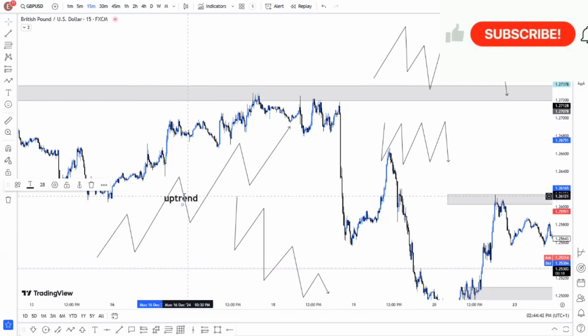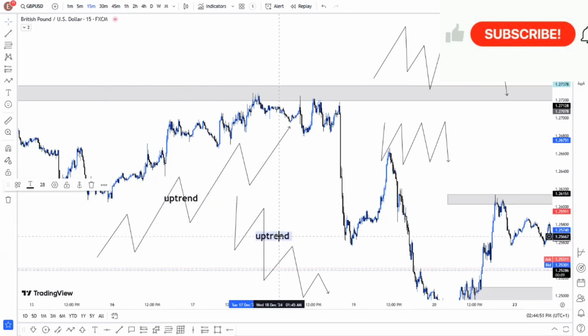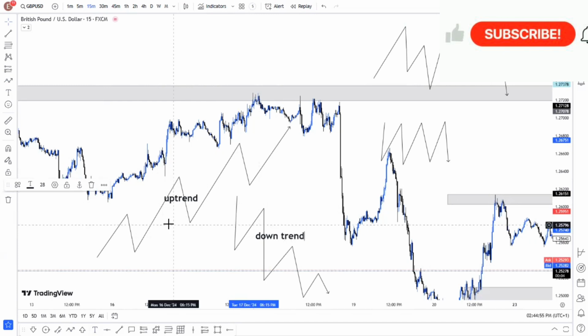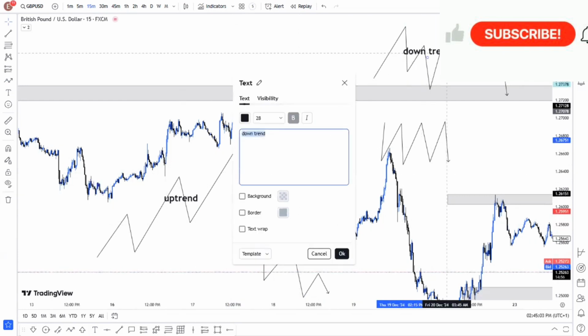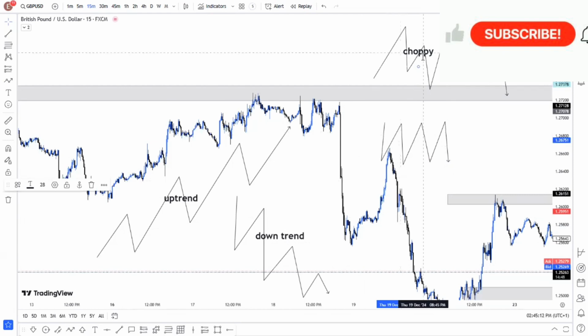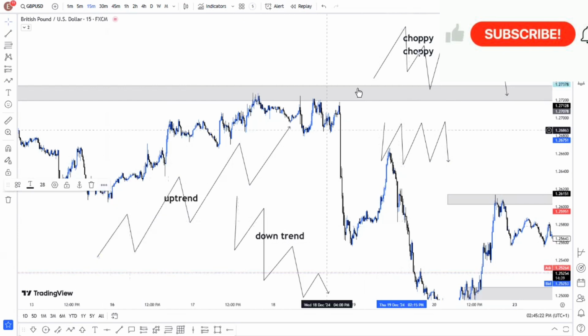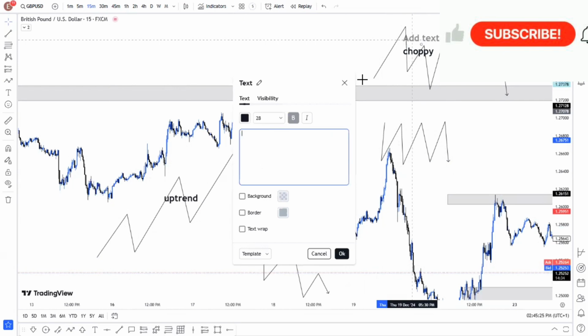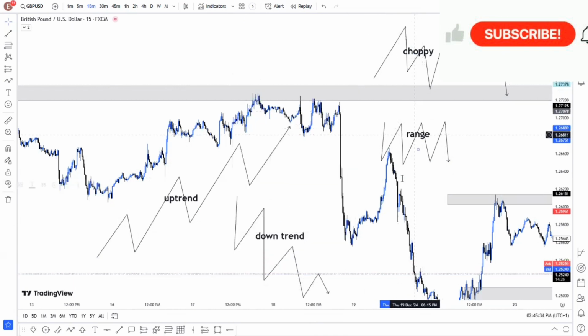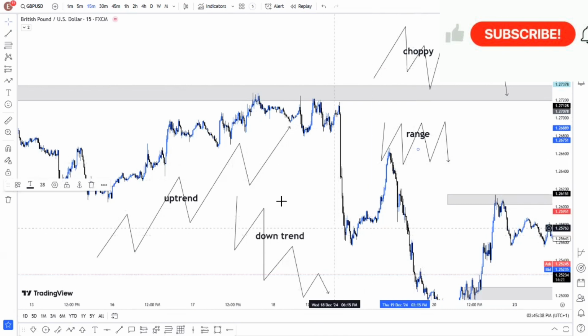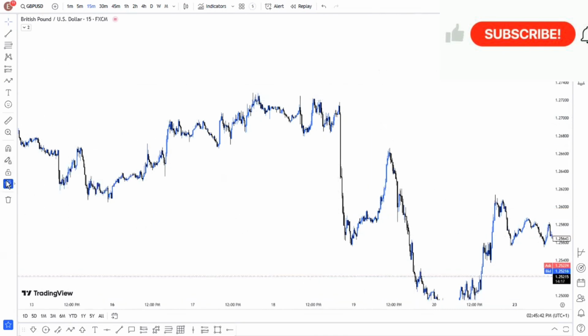So this is uptrend, and this is downtrend. This is choppy, this one here. Choppy market. And this one will be what? Range. This down one. So this will be range. This will be uptrend, downtrend, choppy, and range. Now, how do we know an uptrend, and how do we know a downtrend? That will be the question.